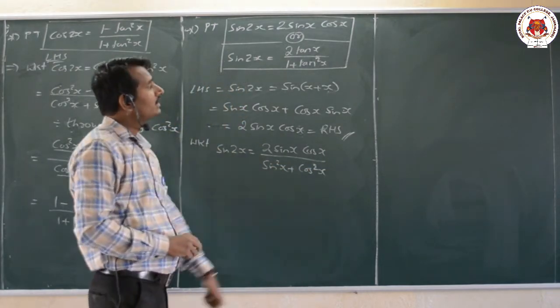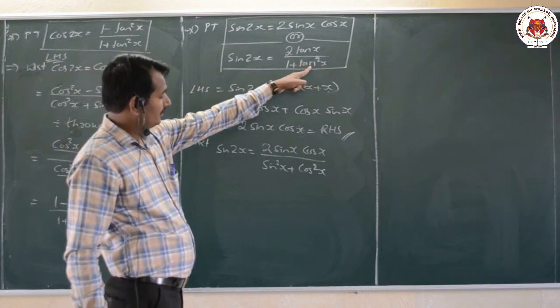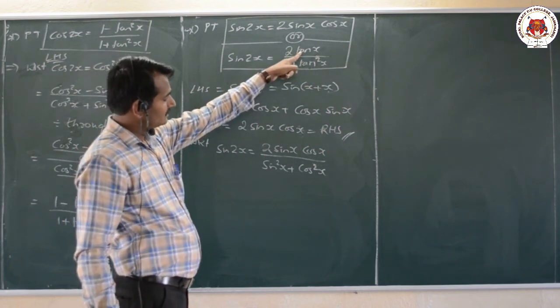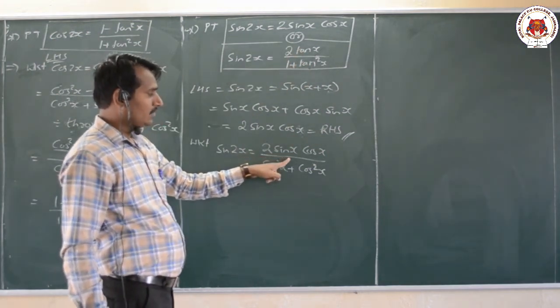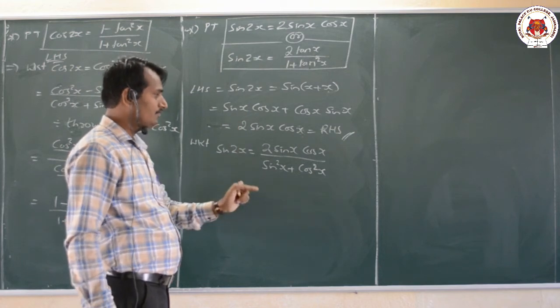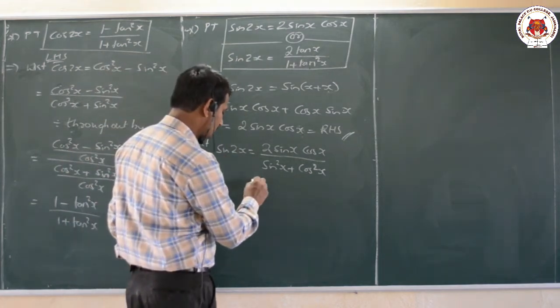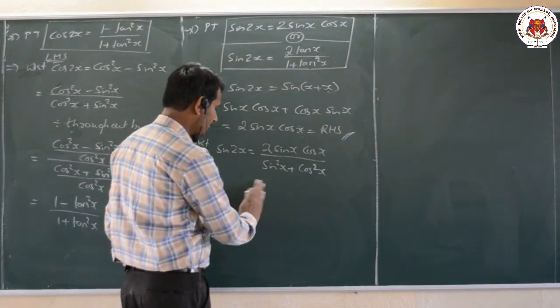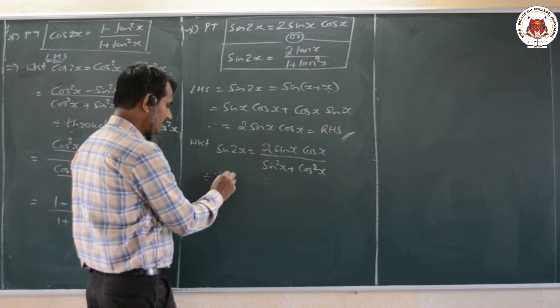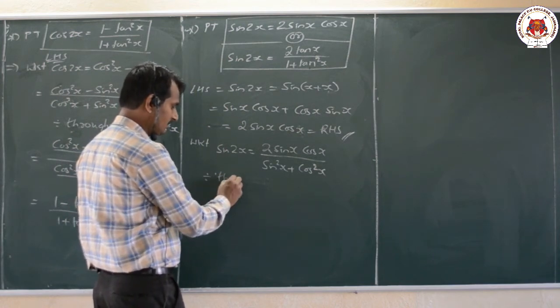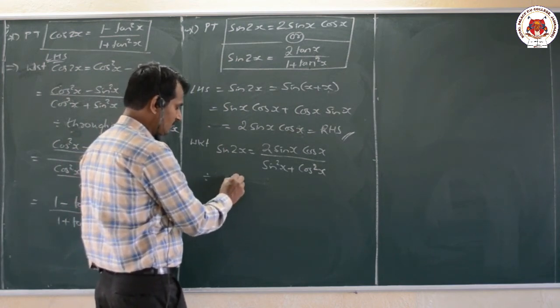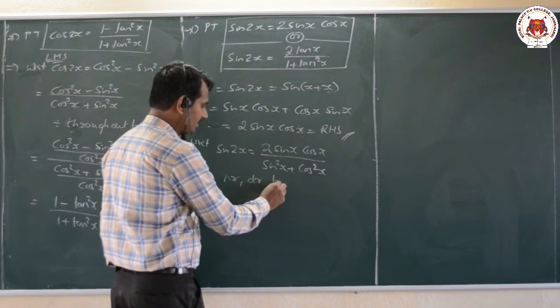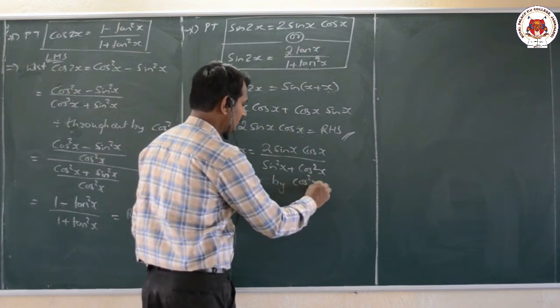Dear students, what we require to prove here is 1 plus tan square. Here also we have tan x, that means sin by cos is the value of tan. So, therefore, what we have to divide by? Cos square. Divide throughout by cos square. In the RHS, divide numerator and denominator by cos square x.